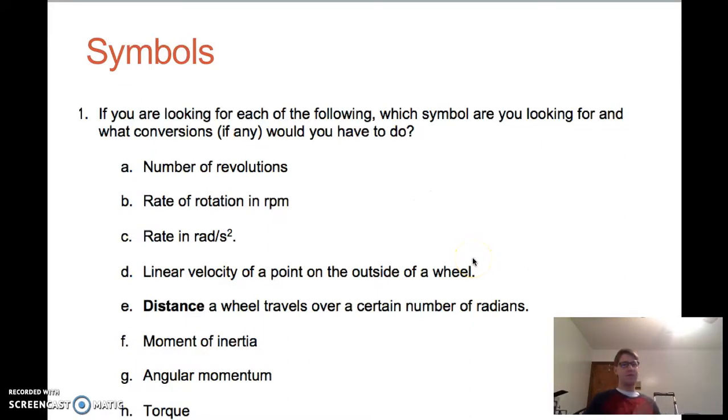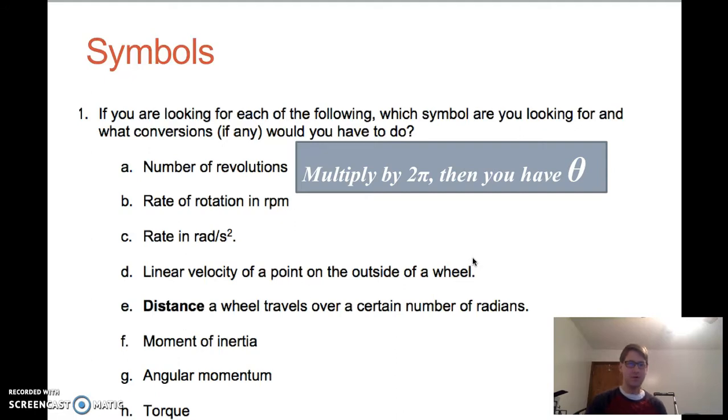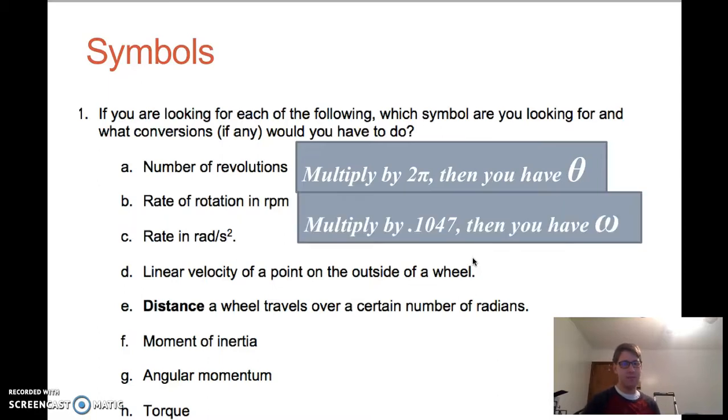Okay, so I want to make sure we have a good sense of what these things are. If you have a number of revolutions, remember, number of revolutions can easily become theta. But you've got to multiply by 2 pi to get it into theta. Again, that conversion is on there. If you're given a rate of rotation in RPM, you've got to multiply by 0.1047, and then you have omega in radians per second.